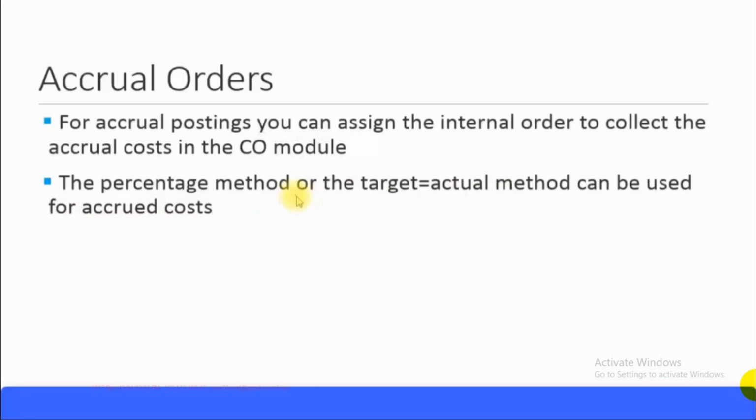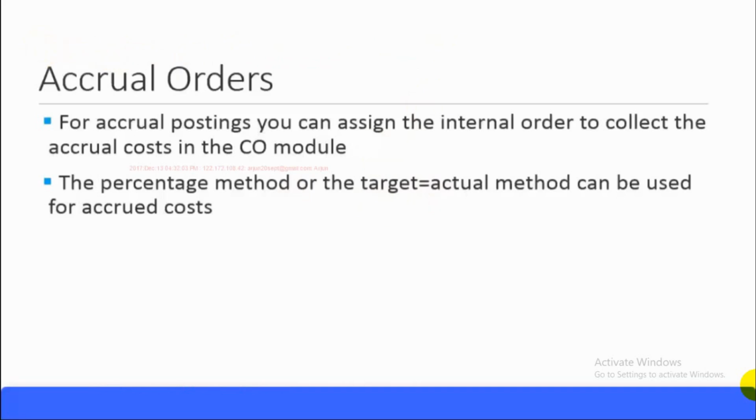In the target equals actual method, you can define that for this particular period, you specify this is my target amount. And when you actually get your actual amount, you can specify that this target amount should actually equal the actual amount. These are different types of methods used for accrual orders. Once again, these are not important for your syllabus, so we'll not be doing any transactions or postings, and we'll not be further looking at these types of orders.